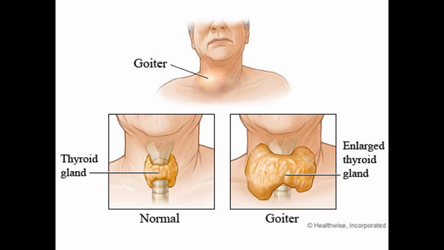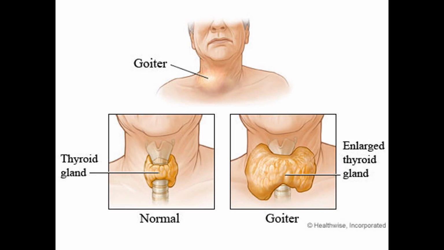Now this over here is showing us how a goiter develops. So we start off with your thyroid gland on the left. That is the normal size of a thyroid gland. And normally what happens is, as the bloodstream passes by the thyroid gland, the thyroid picks up iodine, and then it uses that iodine to make your thyroid hormones.